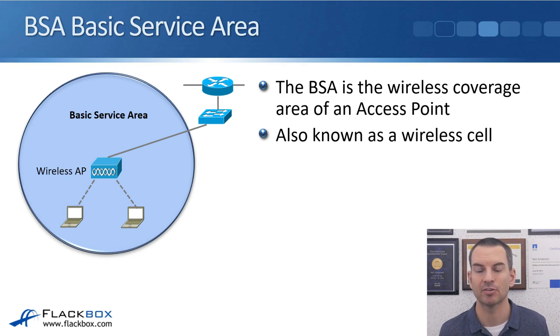BSA is a basic service area, and the BSA is the wireless coverage area of an access point. This is also known as a wireless cell. So you see the example here, we've got our AP in the middle, that is its basic service area, its area of coverage, that's the BSA.